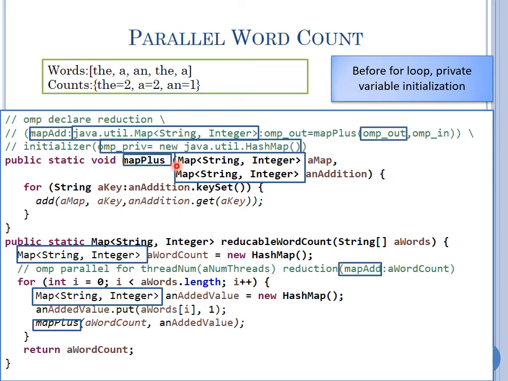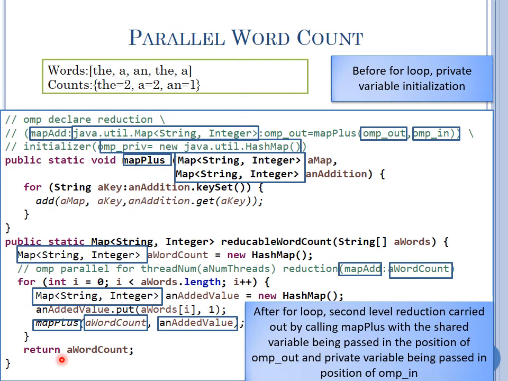So before the for loop, the private variable is initialized, and this OMP out corresponds to this particular shared variable that I said. That's the name of the shared variable, and it should correspond, which is also the name of this variable here. And OMP in is the private variable that's created, and it's also the variable that is passed to map plus when the final reduction is done. So after the for loop, the second level reduction is carried out by calling map plus with the shared variable being passed in the position of the OMP out and the private variable being passed in the position of OMP in.